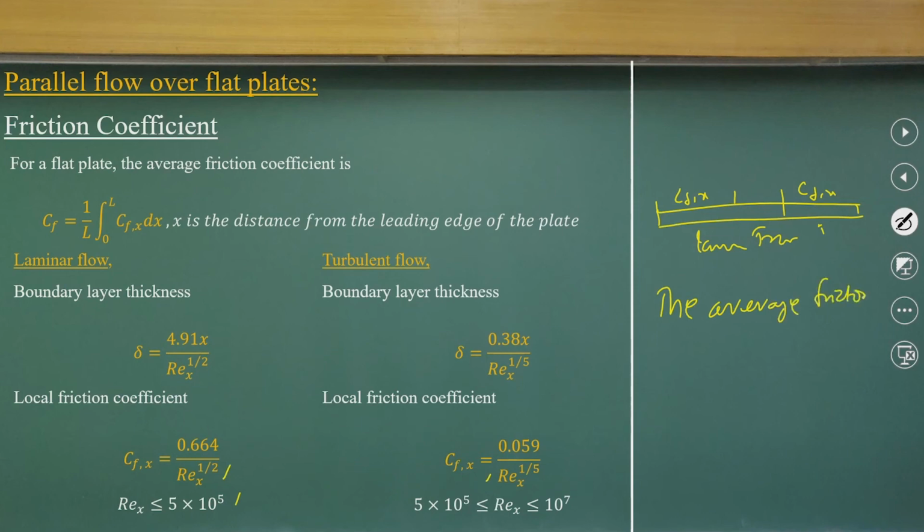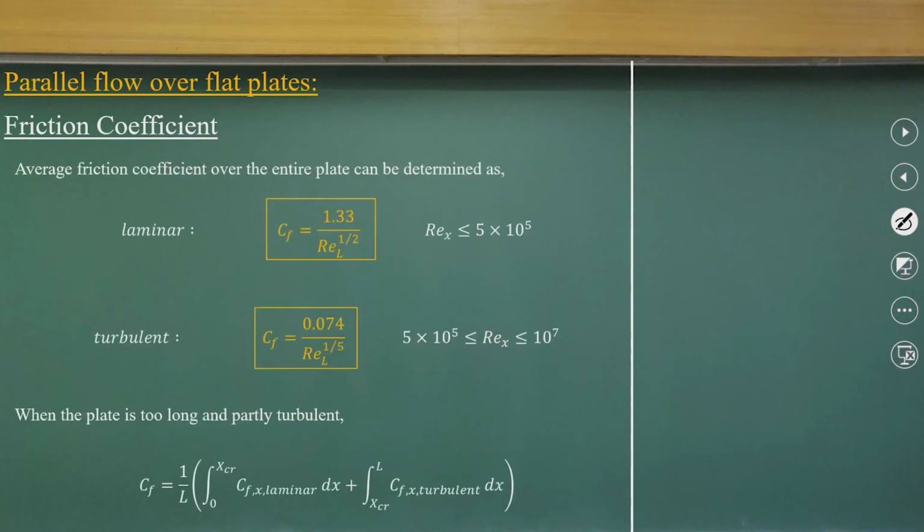friction coefficient, then you can have Cf as 1 by L, just integrating Cfx dx from 0 to L. That is what will give you the average friction coefficient. So, you can always do the integrations for the laminar regions, you can do it for the turbulent regions, and if a plate is too long and partly turbulent, you can do an integration between them.